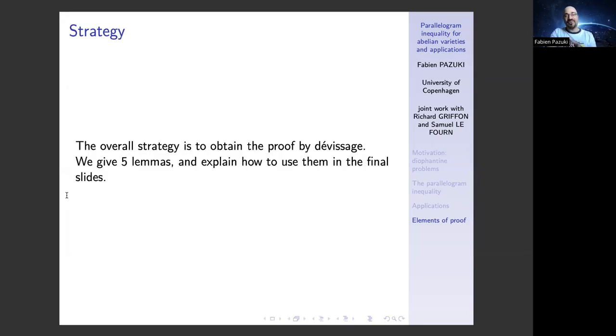I'm going to give you the overall strategy, and the proof is really by dévissage. So we're going to go back to some smaller steps, smaller situations, and you will see how. I'm going to give you 5 lemmas, but the interest will also be the final slides where I use the various lemmas. I'm not going to prove the lemmas, but they're accessible. The paper is available on the arXiv, and then maybe I can give you hints in the question session.